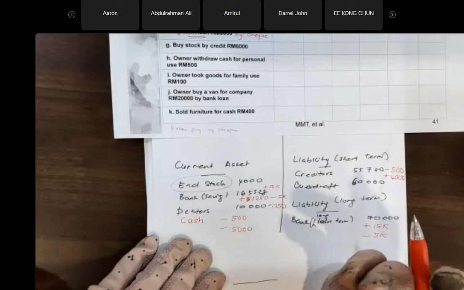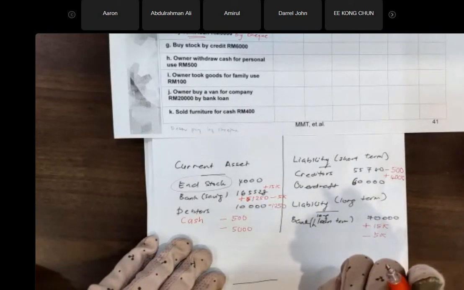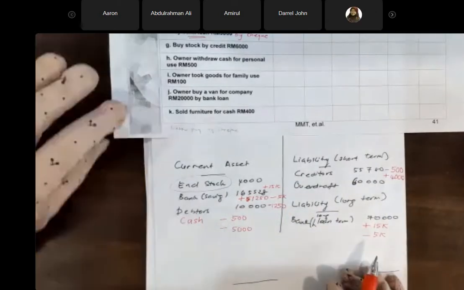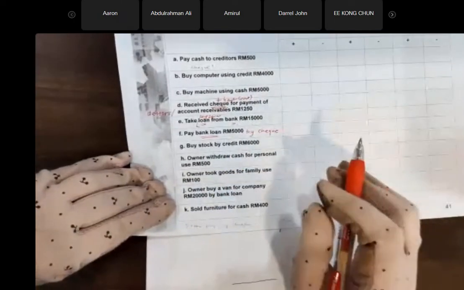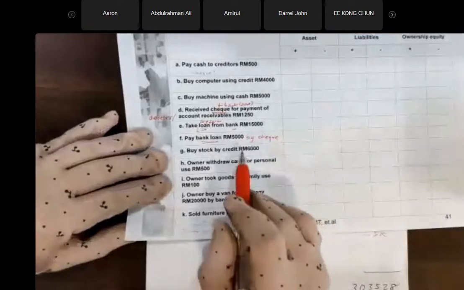Boleh, Ikhwan? Boleh, Doktor, boleh. Okay, we go next. Kalau ada any question, you just interrupt me.